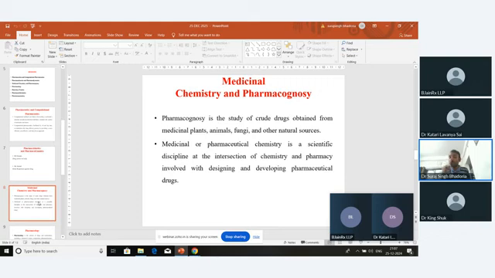So from these sources, how we collect the drug, how we prepare the drug, how we preserve the drug, how we make the drug and vehicle composition, how we standardize the drug, how we dispense the drug. So this is all related with pharmacognosy. So pharmacognosy is related with the complete knowledge of the drug.